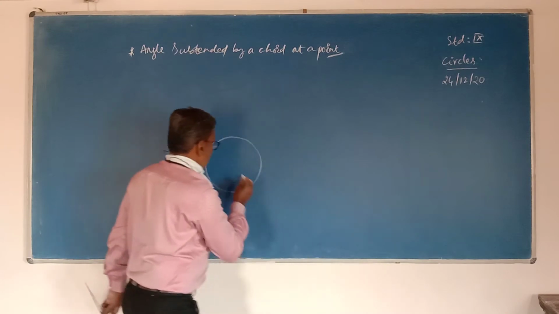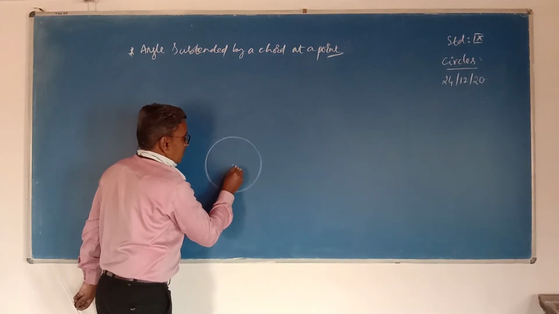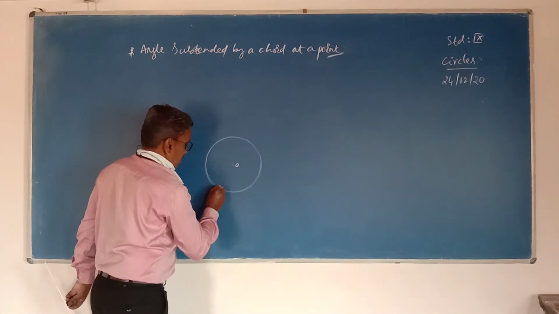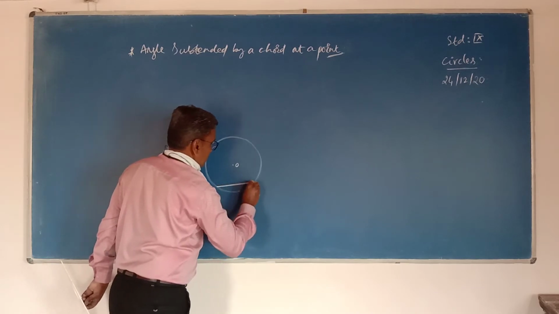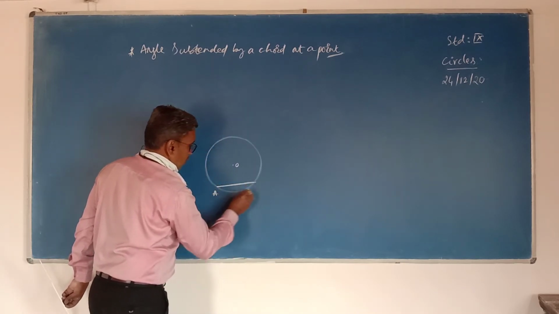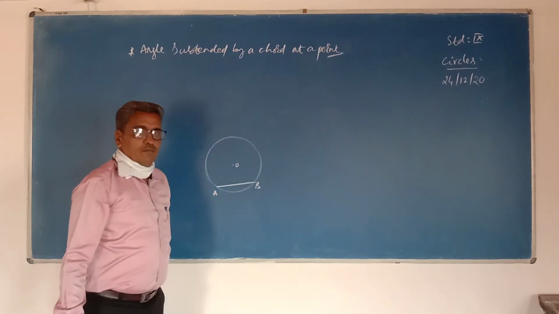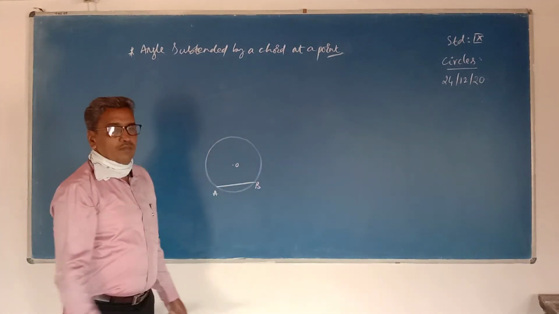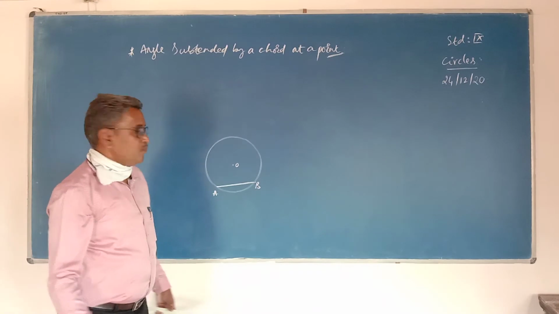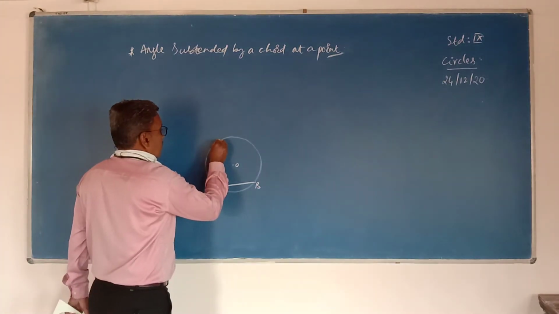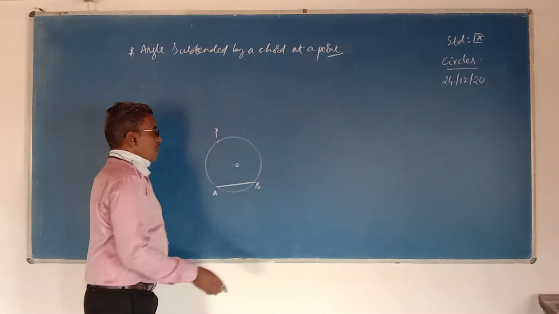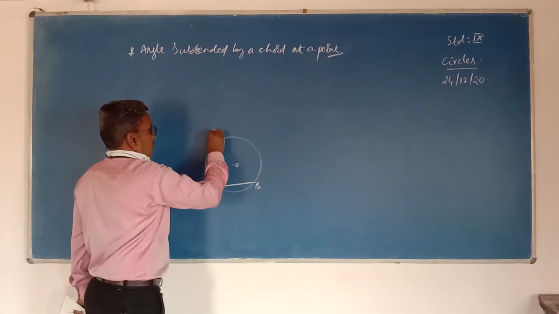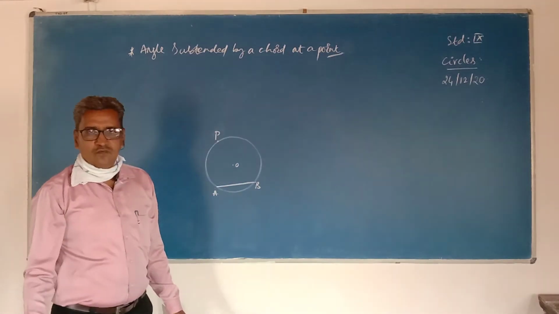Yes. O is the center of the circle. Now AB is a chord. Now, angle subtended by a chord at a point. So now P is any point on the circumference of the circle.